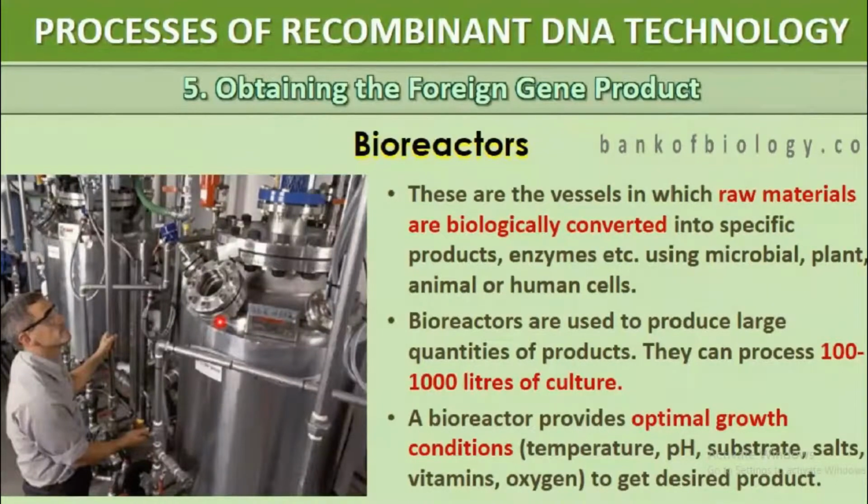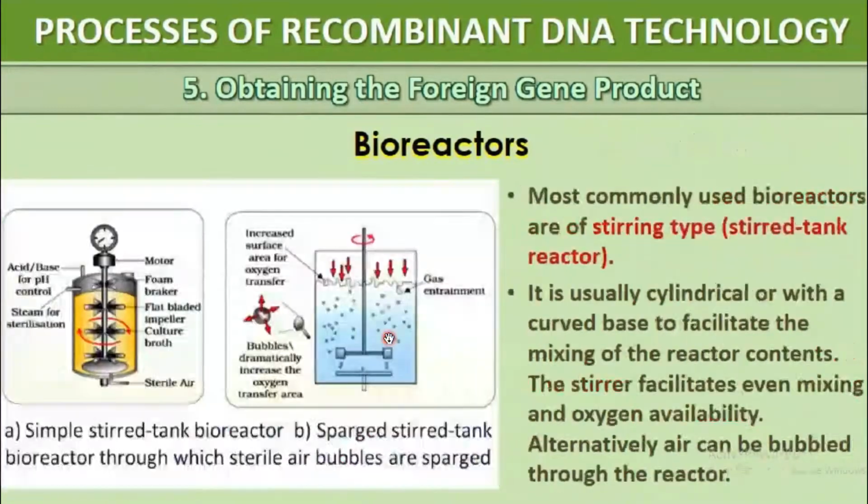What all things are present in this bioreactor? It provides optimal growth conditions such as temperature, pH, substrate, salt, vitamin, oxygen, etc. in order to get the desired product. So this picture is very important from your examination point of view. The diagram will be given and you have to label the parts. So listen carefully what the parts are. It is given in the NCERT textbook.